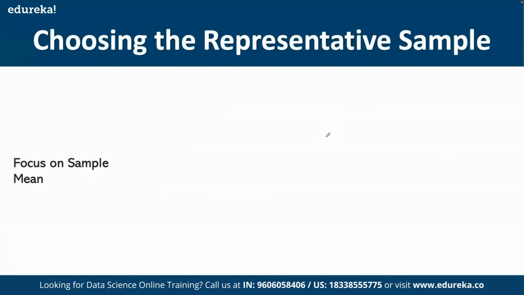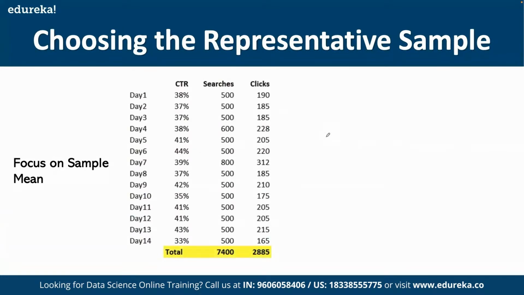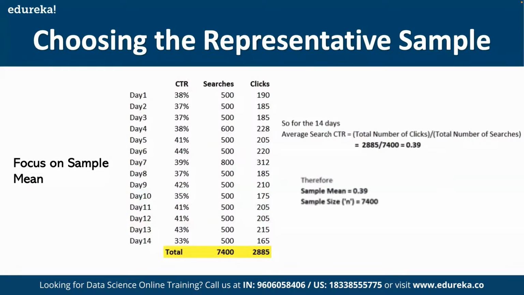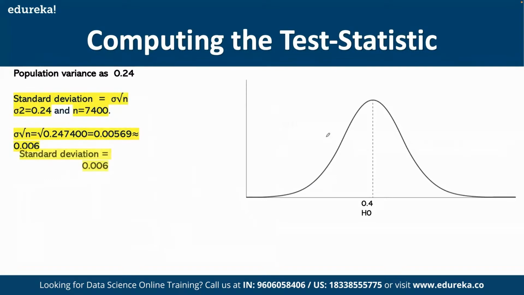Now, once you have the population, you're going to collect a sample from it and you will focus on the sample mean. Once you find it, this is what we would get as an average CTR. The average search CTR is 0.39, so the sample mean is 0.39, and the sample size is 7400. With this information, we are going to compute the test statistic.